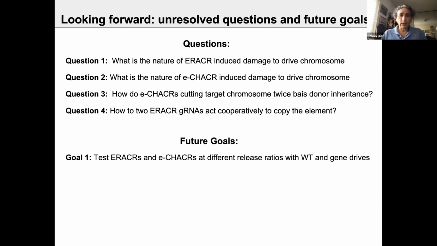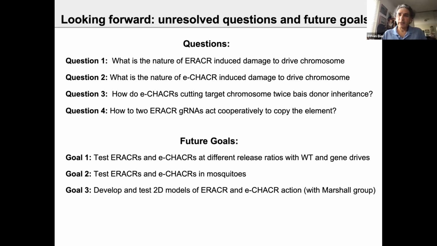Future goals are to test erasers and eCHACRs, of course, at the different release ratios. That's an interesting kind of experiment to do. Imagine that the eraser, the gene drive, had gone to completion, and then to challenge them, what would happen if you did it at sort of intermediate stages. Of course, to build these elements for mosquitoes where they're intended, and to develop two-dimensional models.